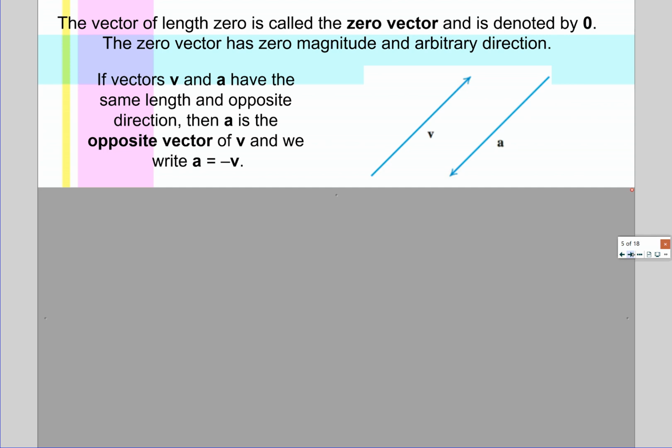The special vector is called the zero vector, and it's denoted by a boldface 0. It has no magnitude, 0 magnitude, and we say its direction is arbitrary. So if you have a vector of length 0, it means it starts and stops in the same spot, which means we don't have a direction from one point to another. So we just say that vector has an arbitrary direction.